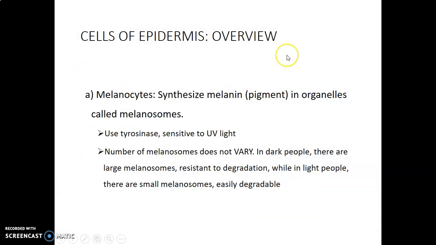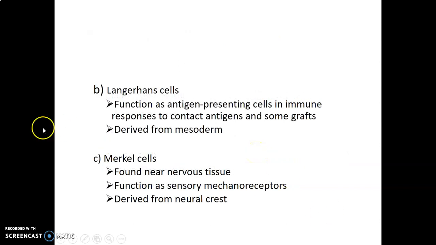So, which cells are found in the epidermis? Number one is a melanocyte that synthesizes melanin in organelles, which we call the melanosomes. They use tyrosinase enzyme, which are usually sensitive to the UV rays. So the number of melanocytes usually varies in dark people and in lighter people. Okay. Then the Langerhans cells, we've said their immune role, they're antigen-presenting cells, and they're usually from mesoderm. Merkel cells, they're found near nervous tissue, and they're sensory mechanoreceptors for touch, and they come from neural crest cells.